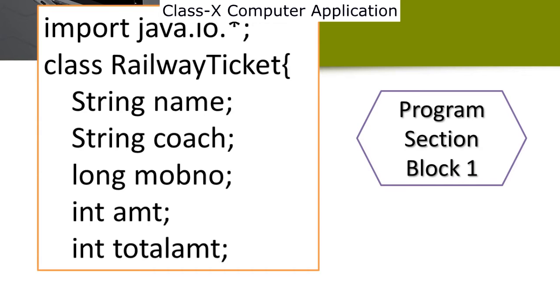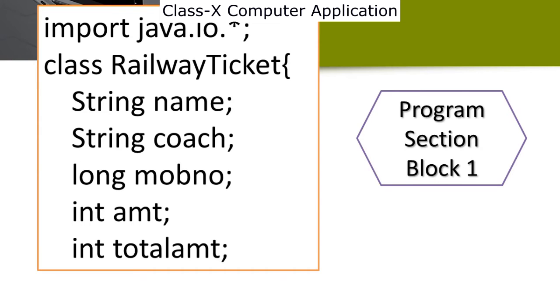The next one is int. Int is also a data type, that is the integer data type, and the amount will be stored in it. Again the int data type is used for totalAmount, which will be displayed. So the class RailwayTicket needs these: name, coach, mobile number, amount and total amount. This is the first block of the program. These are the basic initializations of the program.